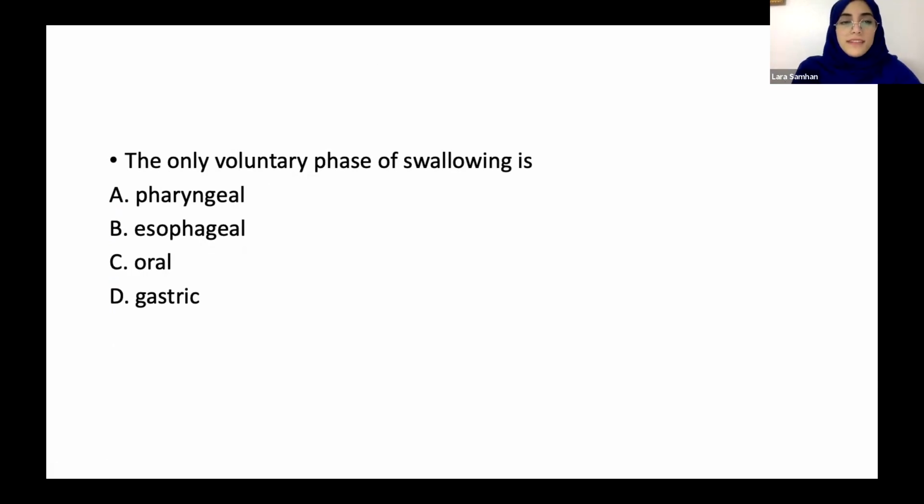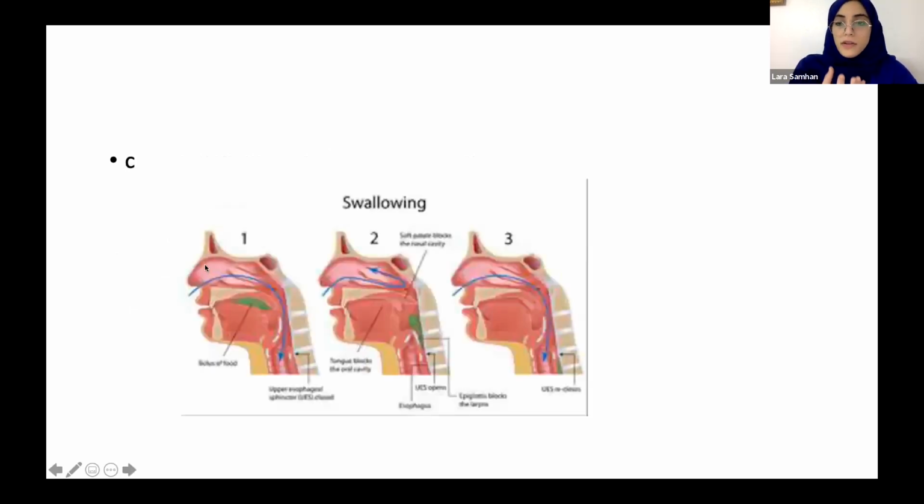By the way, guys, this is quite important not only in GIT of first year, it's also important in GIT of third year. They almost take the exact same thing. This came as a question in the third year exam, SAQ: what are the phases of swallowing? It was three phases. We start off with oral, then pharyngeal, and lastly the esophageal phase. The oral phase is the only phase that's voluntary.